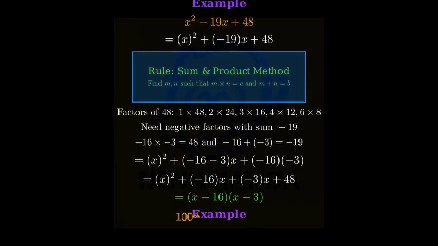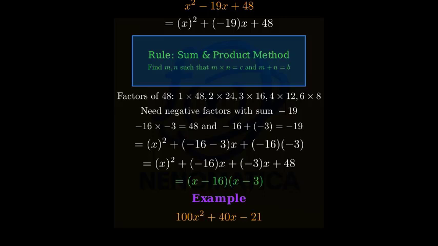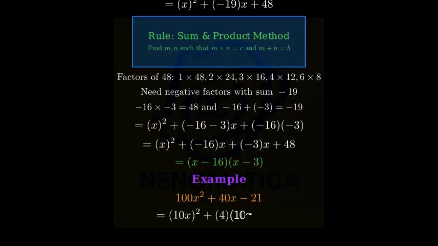We have 100x squared plus 40x minus 21. First, we identify the coefficient of x squared, which is 100. We can rewrite the expression as the quantity 10x squared plus the quantity 4 times 10x minus 21. Now, we need to find two numbers that multiply to give negative 21 and add up to 4.